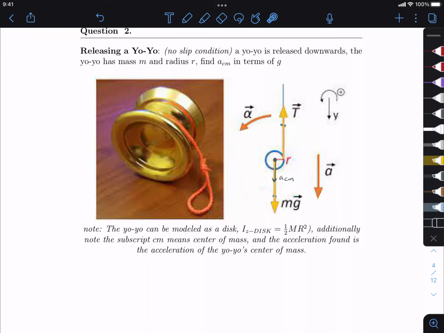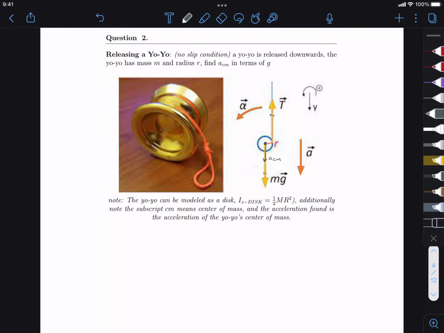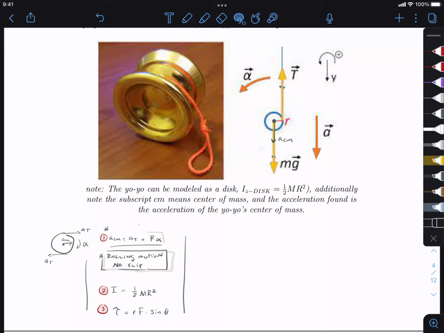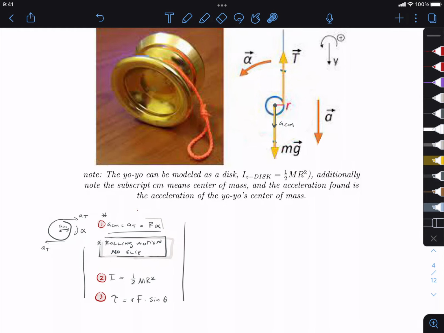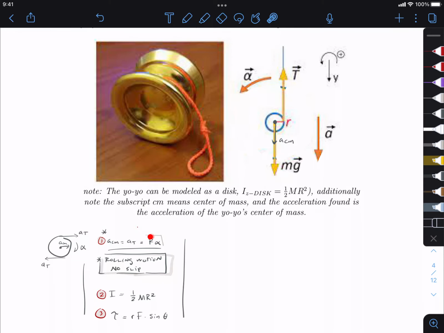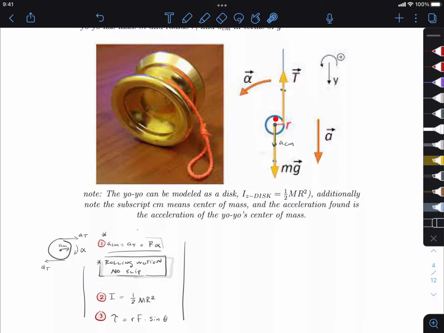Okay, all right, so we're going to approach this systematically. We also know that we have a no slip condition. So when we have a no slip condition, we're going to apply the same things that we did for question number 1, okay? So we know that the acceleration of the center of mass for the yo-yo, so this is ACM, coming down, is going to be equal to r alpha, the radius times the angular acceleration of this yo-yo.